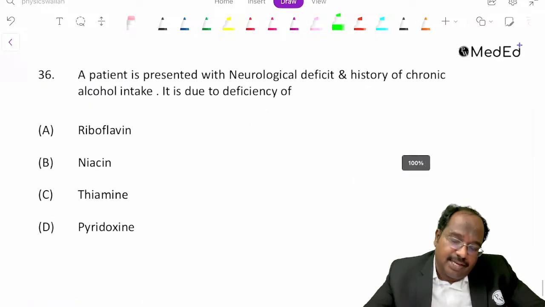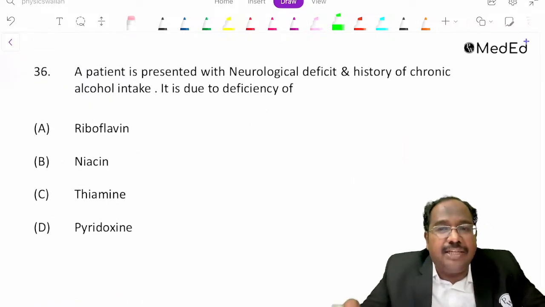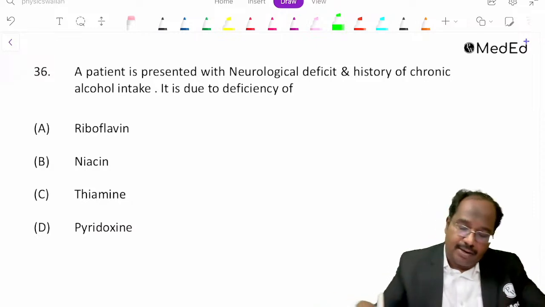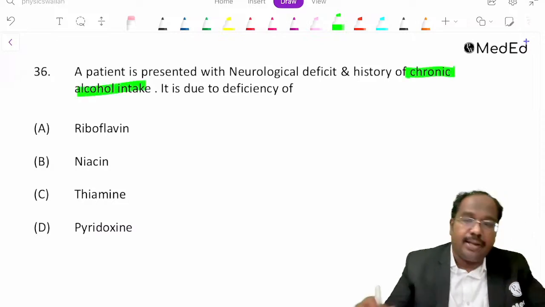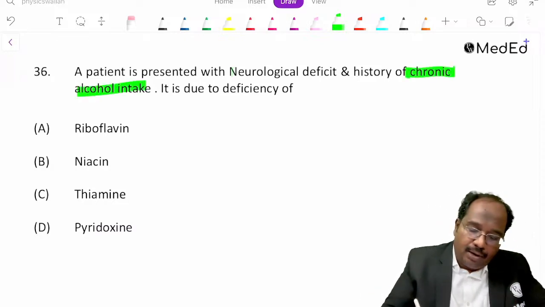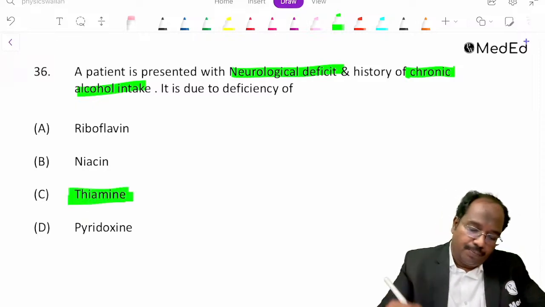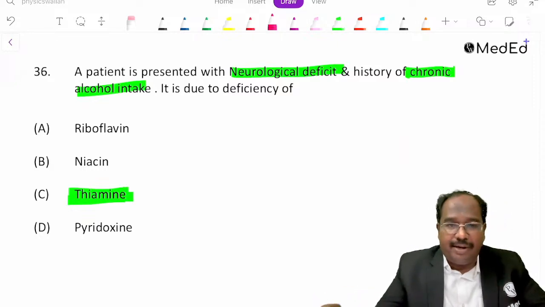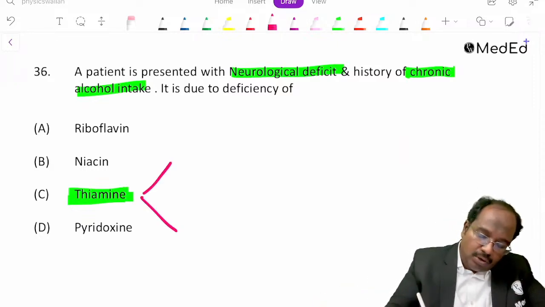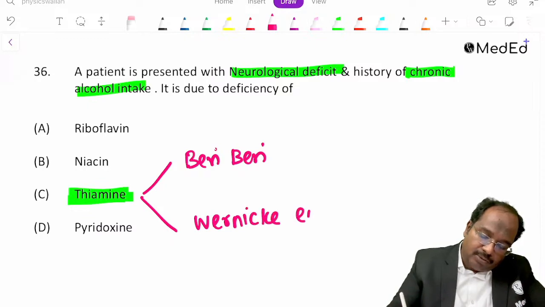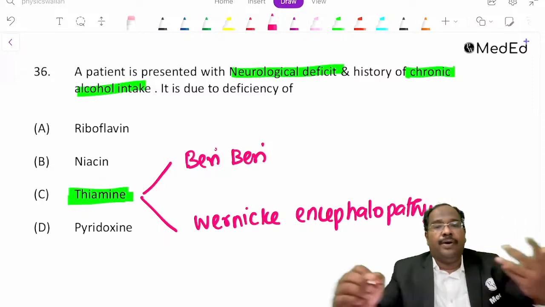Next, this is asked in the NEET exam also. A patient presents with neurological deficit and a history of chronic alcohol intake. The clue here is chronic alcohol intake and neurological deficit. This is thiamine, guys. Thiamine deficiency can cause two things. One is beriberi. The second one is Wernicke's encephalopathy. That's what the question is.